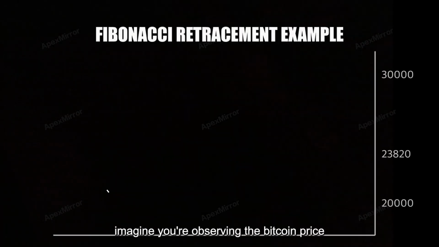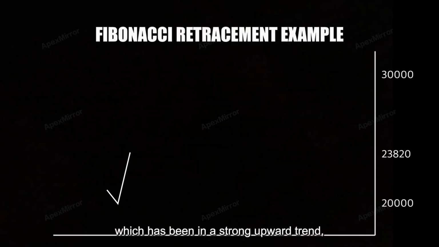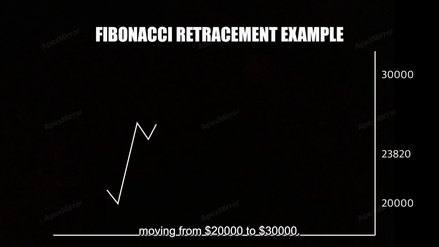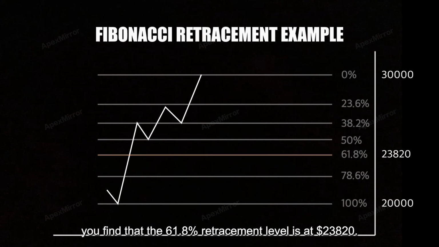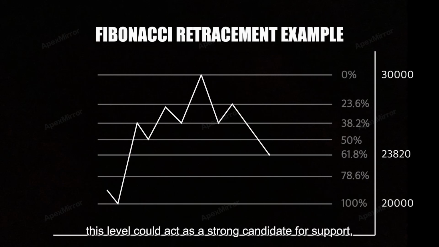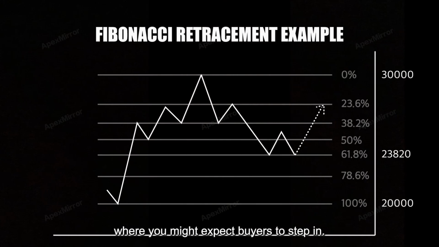For example, imagine you're observing the Bitcoin price, which has been in a strong upward trend, moving from $20,000 to $30,000. After applying the Fibonacci retracement tool, you find that the 61.8% retracement level is at $23,820. If the price starts to pull back, this level could act as a strong candidate for support, where you might expect buyers to step in.